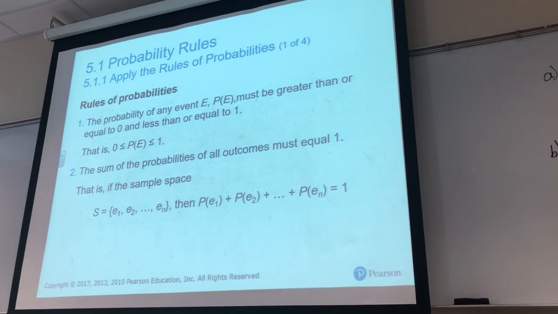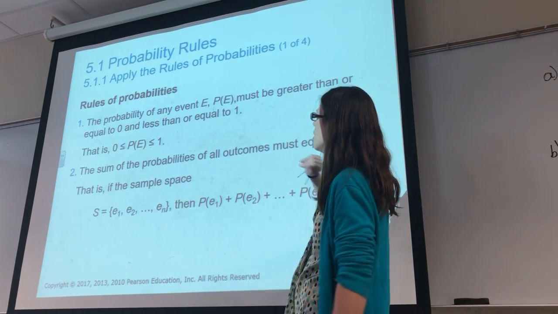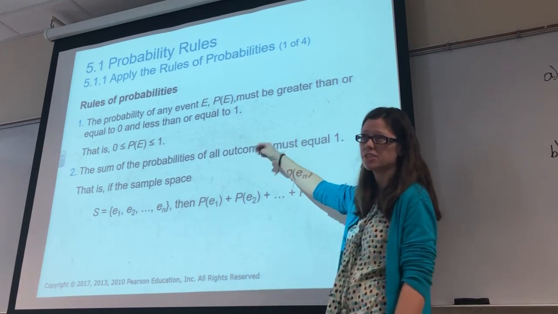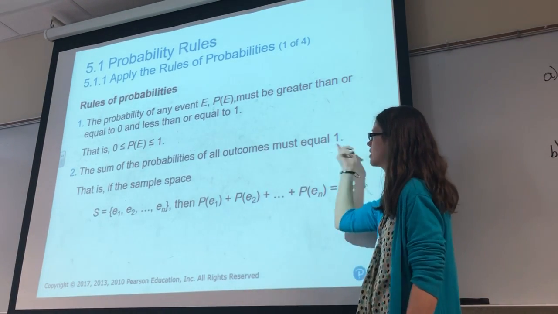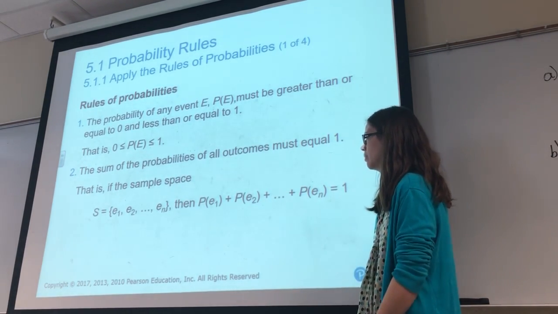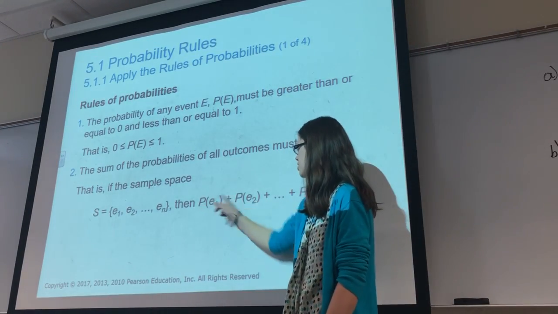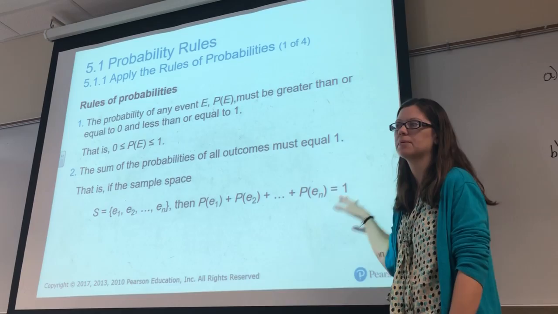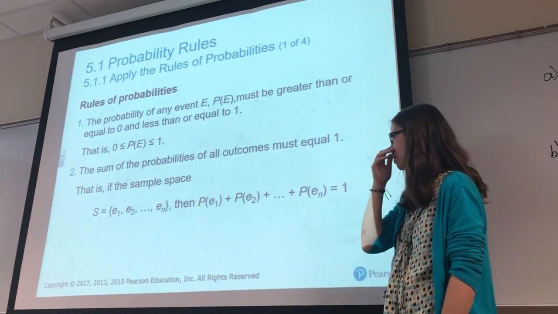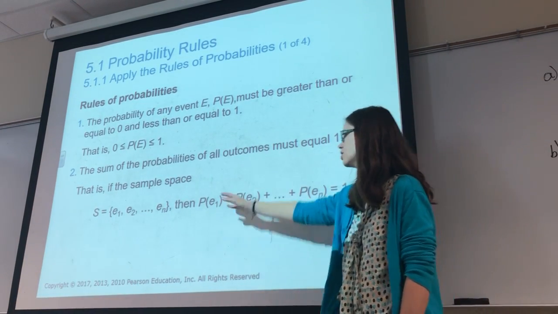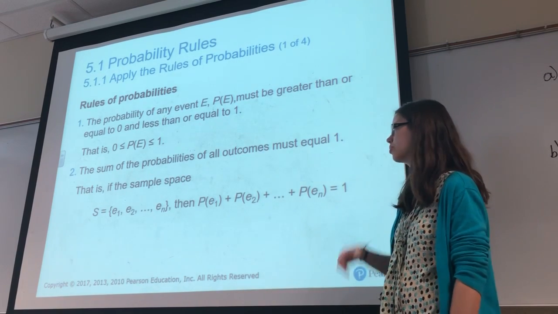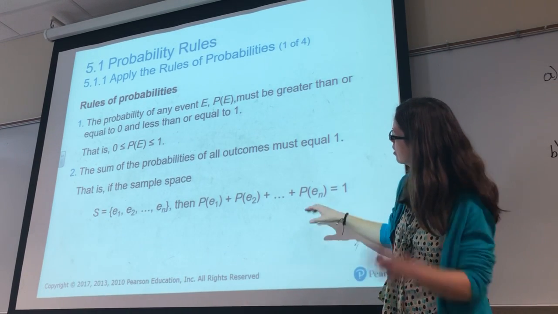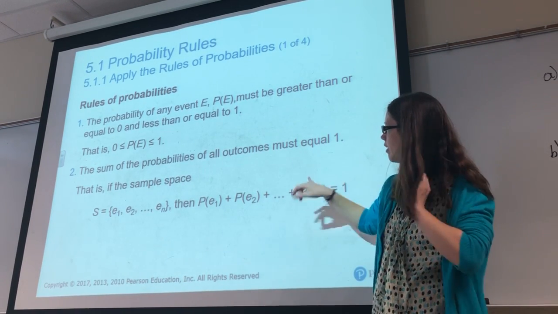Our second criteria is that if you have all of your outcomes or all of your simple events and you add up their probabilities, it has to equal 1. So the probability of each of your events, when you sum it all up, has to equal 1. Just like we saw with relative frequency, if you look at the probability of each of these individually, it should add up to 100%.